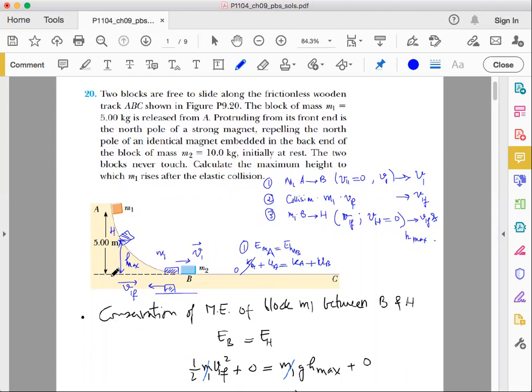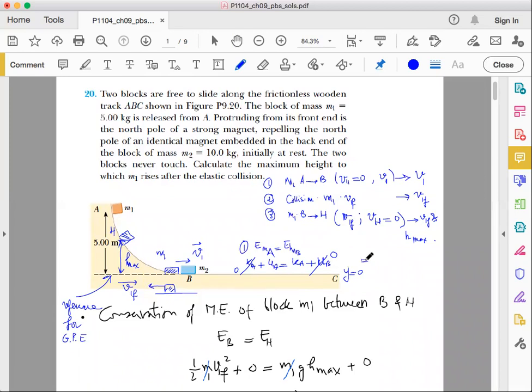So let's take this level to be our reference for gravitational potential energy, which means that YB is equal to 0, because this is the level Y equals 0, right? And if YB is equal to 0, that means UB is equal to 0. So the gravitational potential energy at point B for the mass M1 is equal to 0.